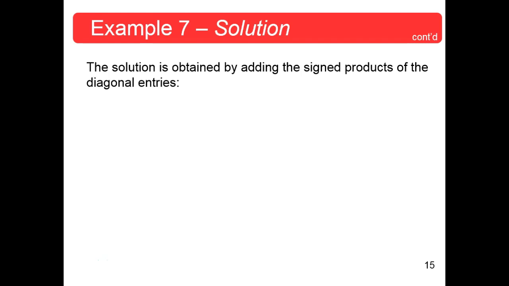Solution is obtained by adding the sign products of the diagonal entries. Okay? And that's exactly the answer we got. Okay? So, a little bit easier, okay?